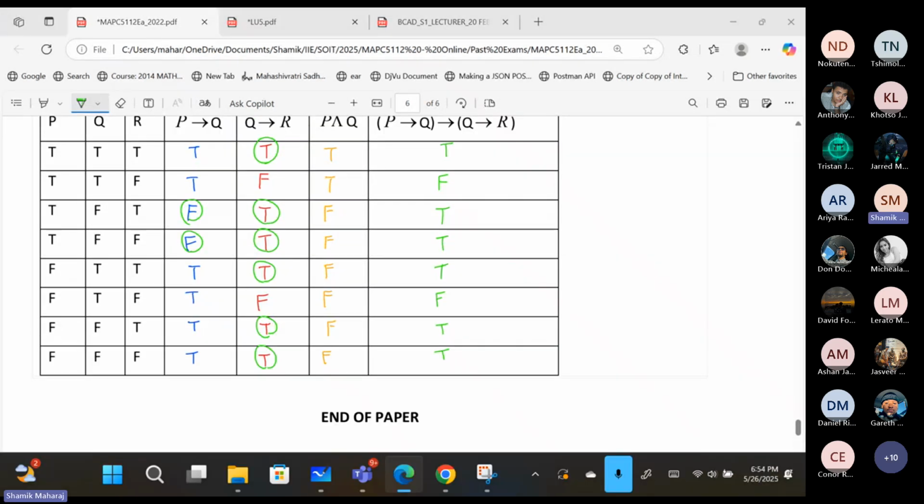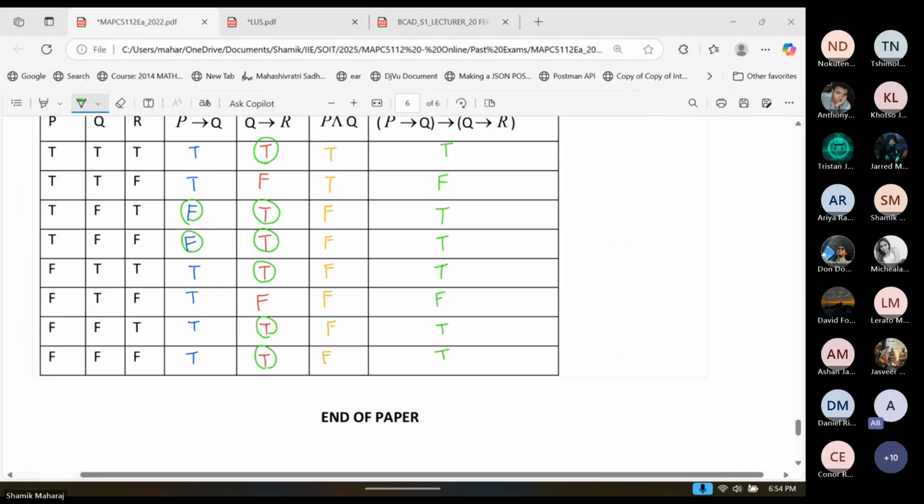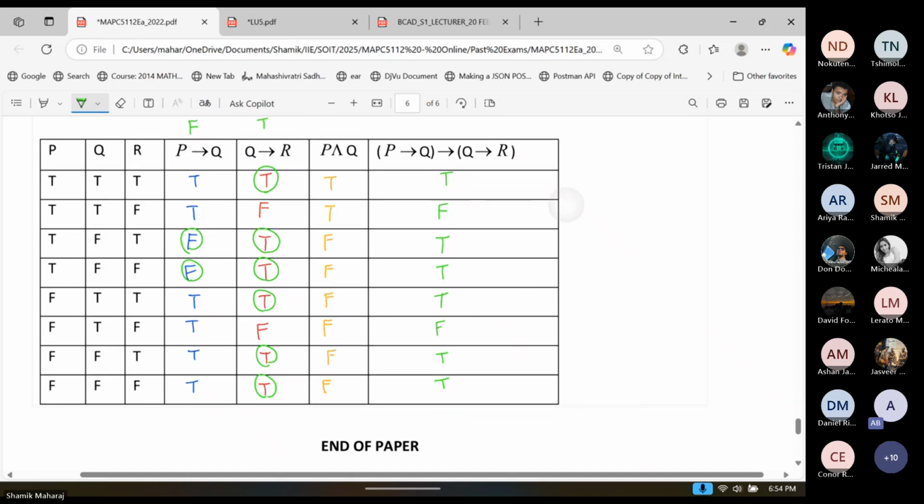Okay, so let me just check if anyone has any questions about this truth table. Shami, can I ask a question, please? Sure, no problem. With the truth table, it doesn't matter whether it's not P or is P. When you're looking at the then or the and, you use that rule. Is that correct? So if I've got not P then Q, I still look for false and true when I'm doing the truth table.